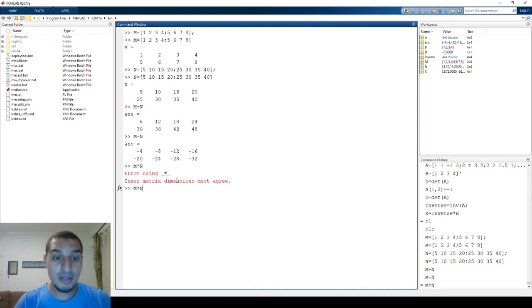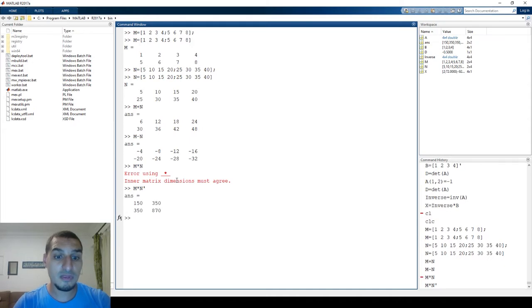So I can multiply it by n transpose, and here it can be done. So it's 2 by 4 multiplied by 4 by 2, so the solution would be 2 by 2. But there is one other way of multiplying in Matlab, which is not a matrix multiplication. So what we did here is called a matrix multiplication.